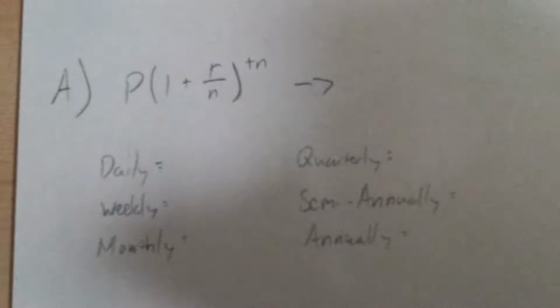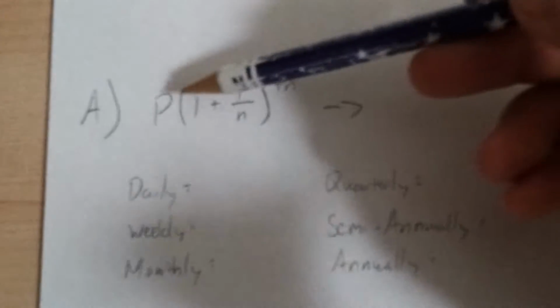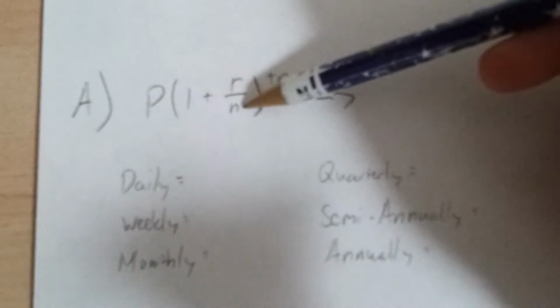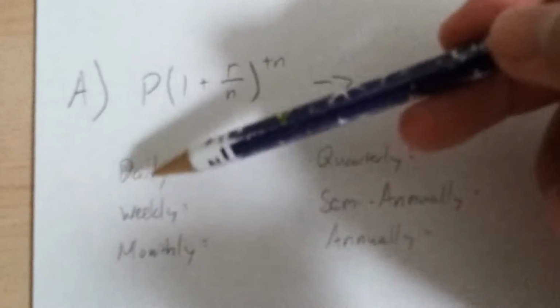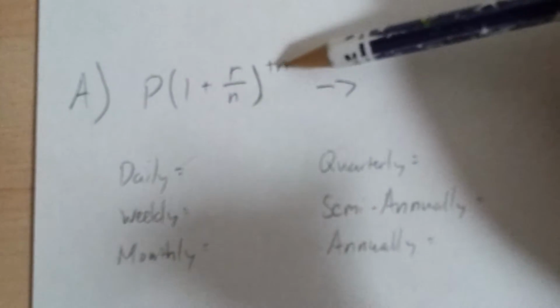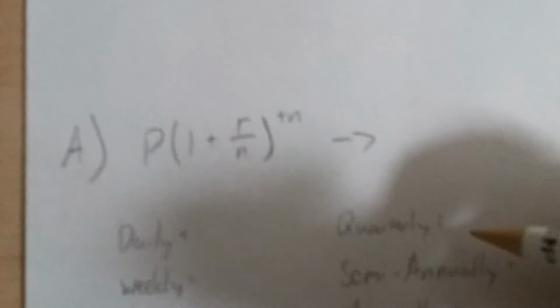To begin solving for A, we use this equation: the principal amount times 1 plus the rate divided by n, the number of times compounding, to the power of n times time. From a previous problem, it was $5,000 at 1.11% for 12 months. So we're going to plug that in.